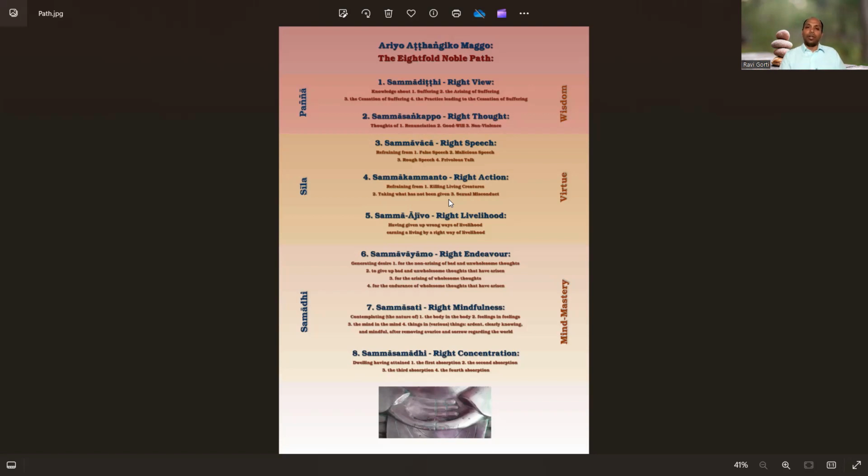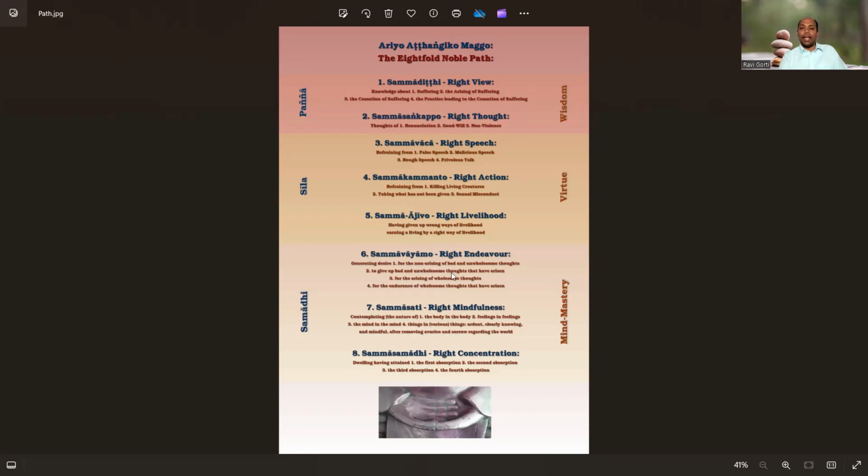We should not be doing that. And sexual misconduct, right? This is again easy to understand. Next up is right livelihood. Having given up wrong ways of livelihood and earning a living by a right way of livelihood. This is also very simple to understand and self explanatory as well.